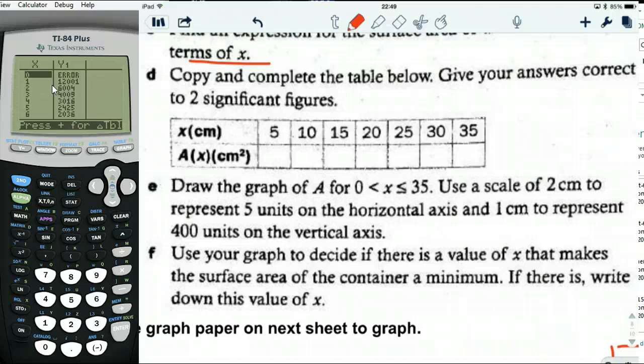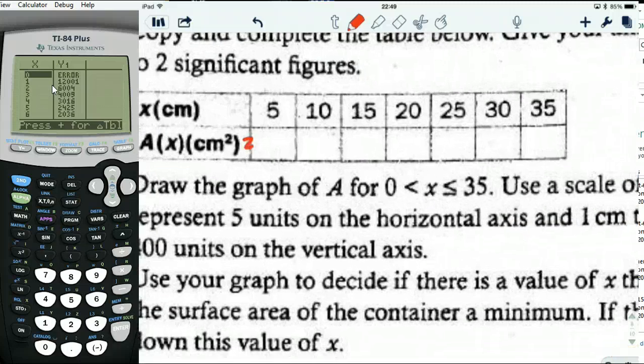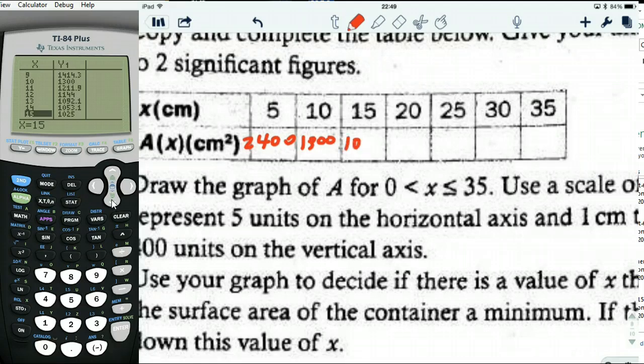For 5, we can put in 2425. And it says two significant figures, so 2425, we could just put 2400, right? Let's see, what about for 10? 10 would be 1300. It's already two significant figures. 15 would be 1025, so 1025 in two significant figures would be 1,000.